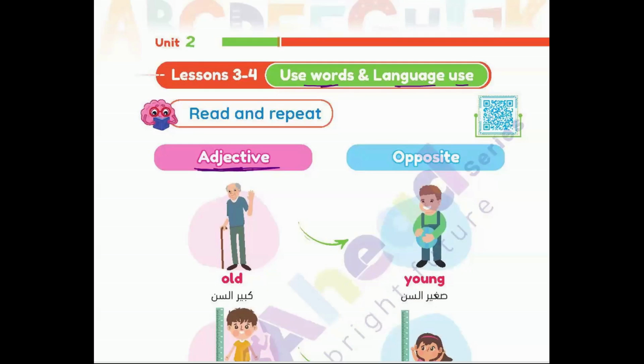An adjective is a kind of word we use to describe a noun. When you want to tell more information about a noun, any kind of noun, for example people, places, animals, or things, you can use an adjective to describe. So we have here a group of adjectives and their opposites.